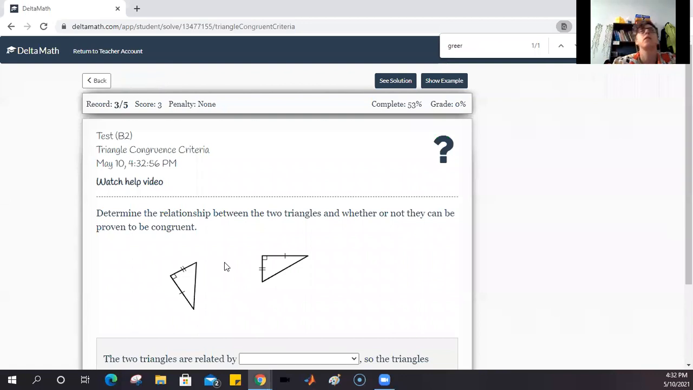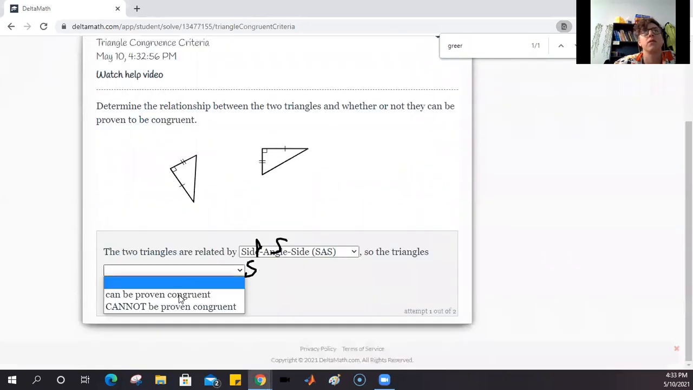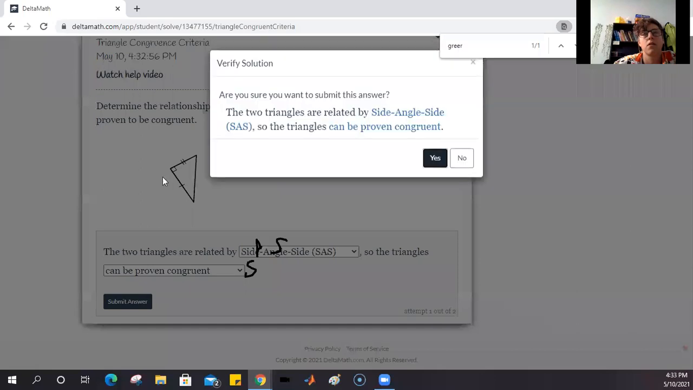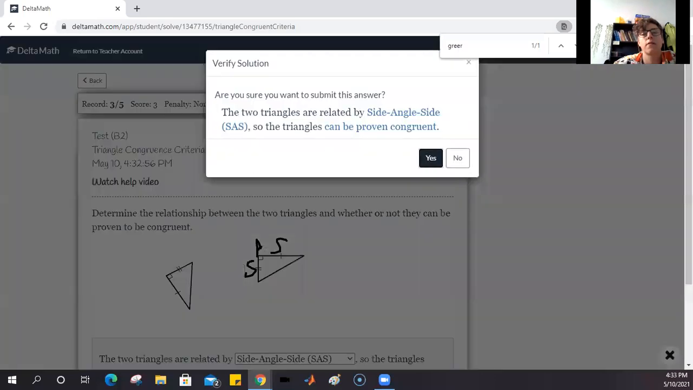Yeah, there's two more. Determine the relationship between the two triangles and whether or not they can be proven congruent. What do we have? We've got a side, we've got an angle, we've got a side. The angle is between the two sides, so this is a SAS triangle, and that is something we can use to prove that triangles are congruent. Yes.